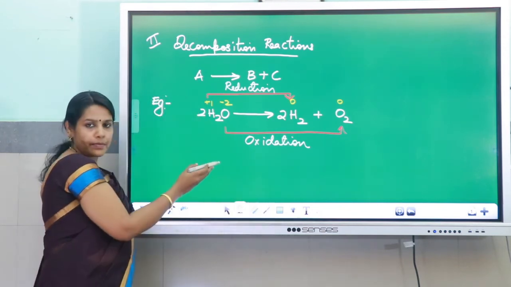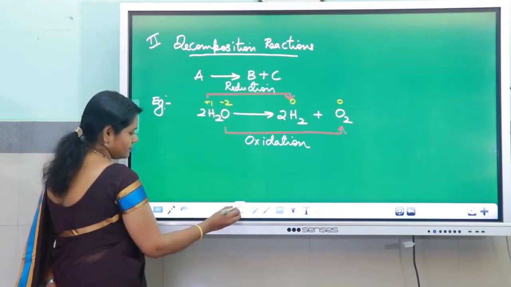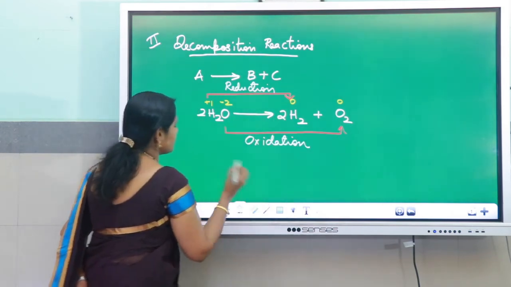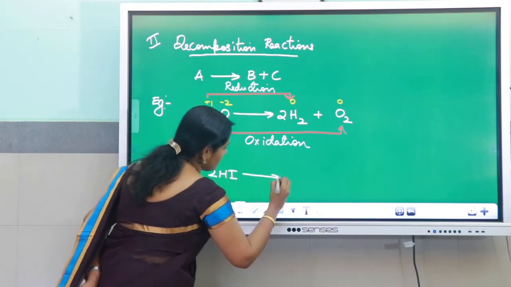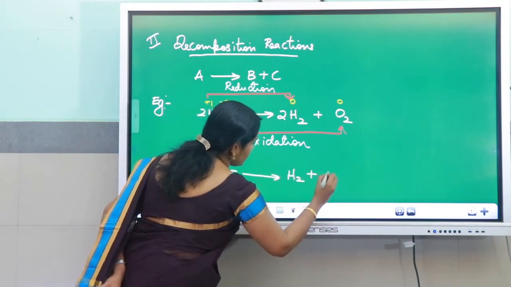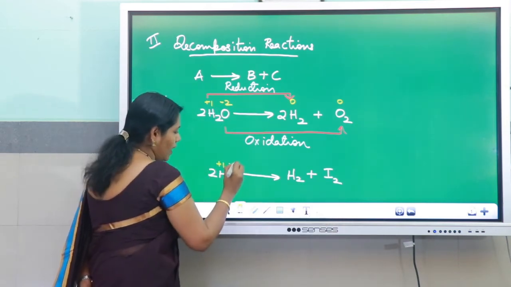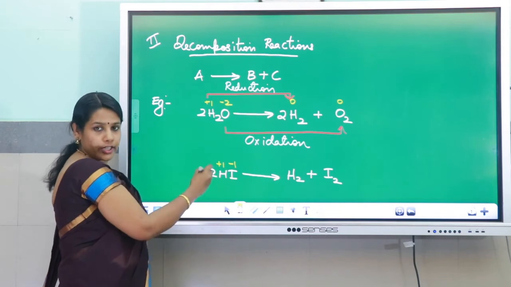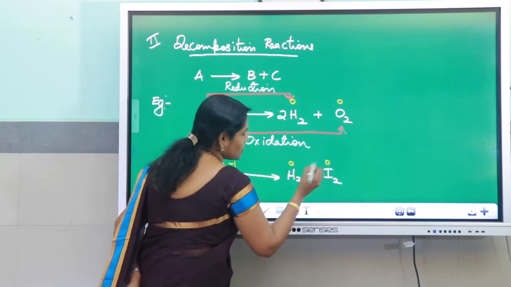So this is an example for decomposition redox reaction. Another example, 2HI gives H2 plus I2. The common oxidation number for hydrogen is plus 1, so iodine is minus 1. We know that all together it should be equal to 0. Then H2 is 0, I2 is also 0.